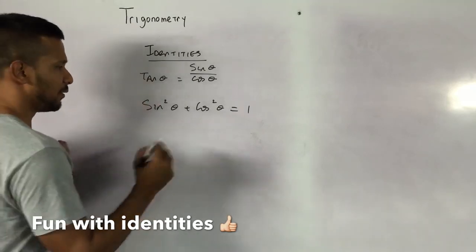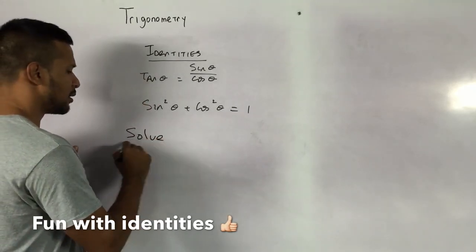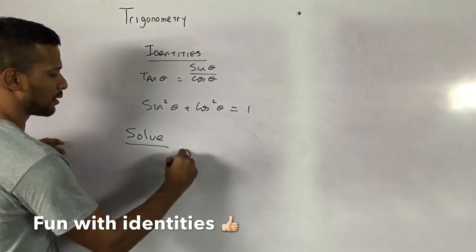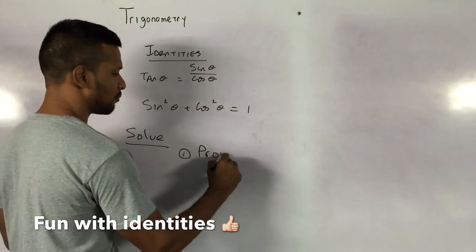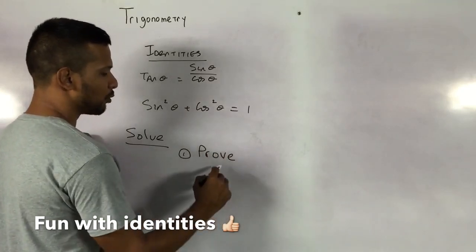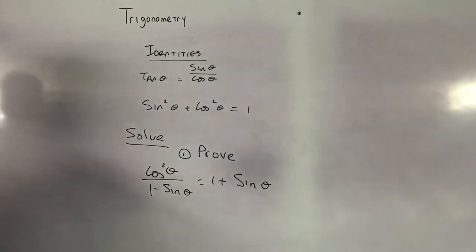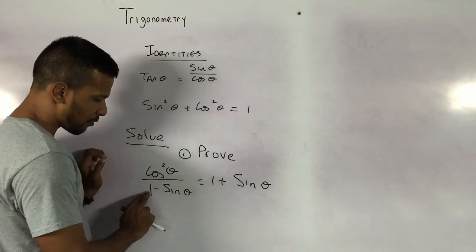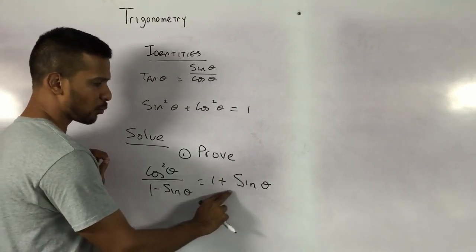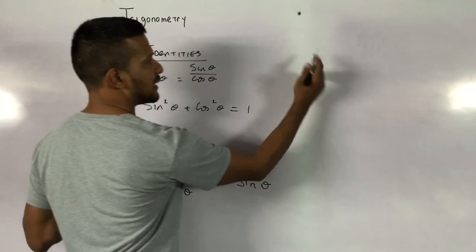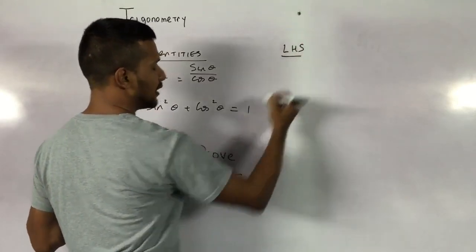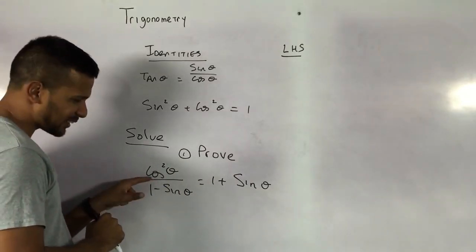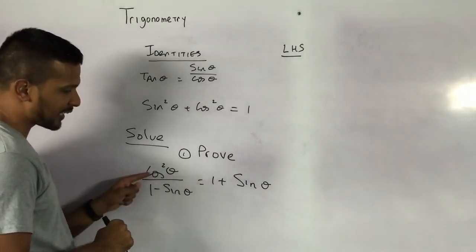So based on identities, let's see if we can solve something. Right? So we want to solve something as simple as this. We want to prove that cos squared theta over 1 minus sine theta is equal to 1 plus sine theta. So we start working initially with our left hand side. Left hand side is this side here. So you want to make this side look like this side. So this side has cos, this side only has sine. So we need to get rid of that.